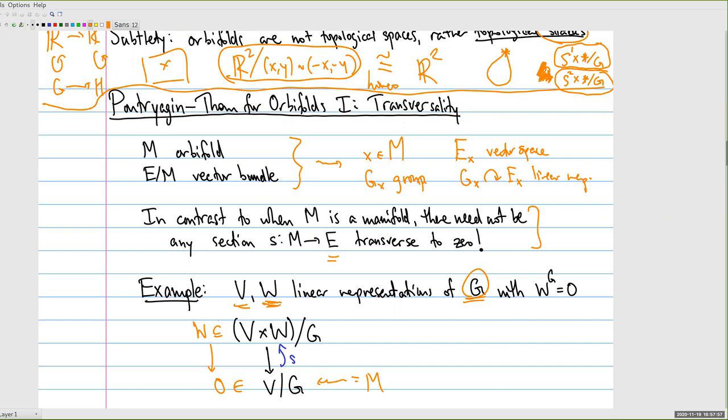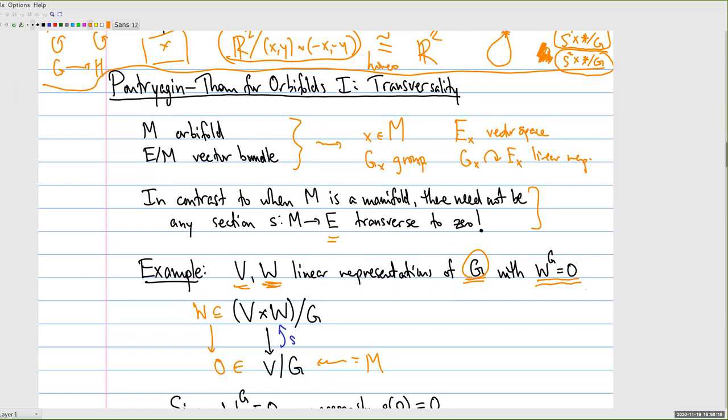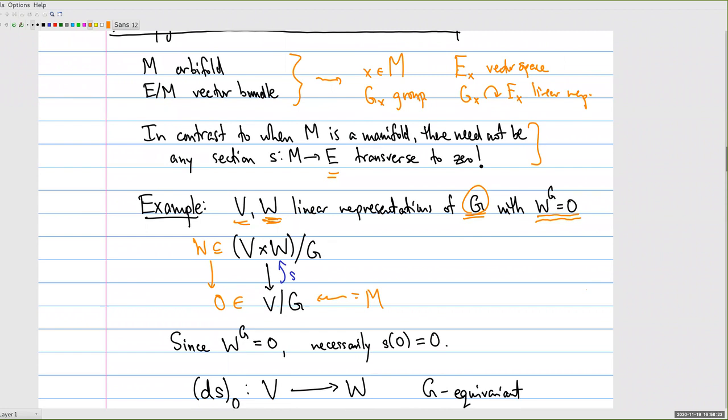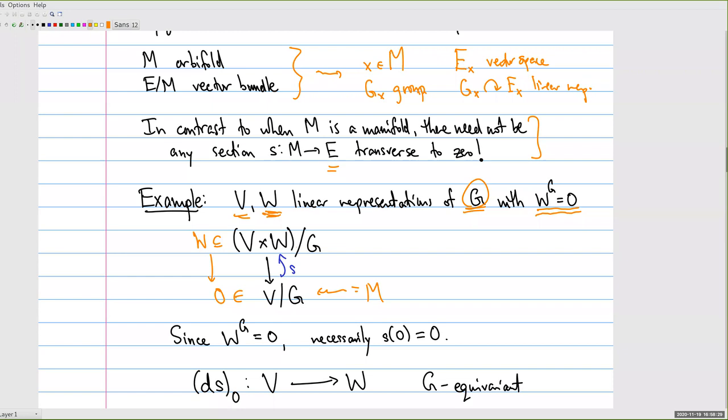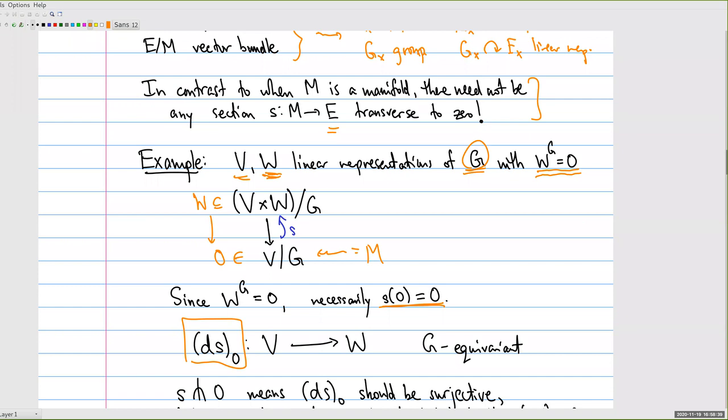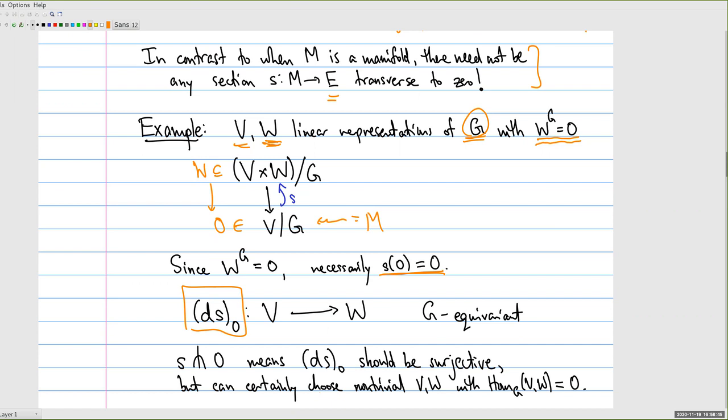Okay, so then we ask, can we find a section transverse to zero here? What is its value at zero? Its value at zero has to be an invariant vector in W. And let's just assume there are none. It's certainly easy to find W with that property. So S of zero is zero. Now its derivative, which is defined since S vanishes at zero, is just a G-equivariant map from W to V. For S to be transverse to zero, we want this to be surjective, but of course it's very easy to choose two representations which just don't have any Homs between them. And then we're just stuck. Every section you could possibly have vanishes at zero and its derivative vanishes at zero. So that's certainly not going to be transverse.